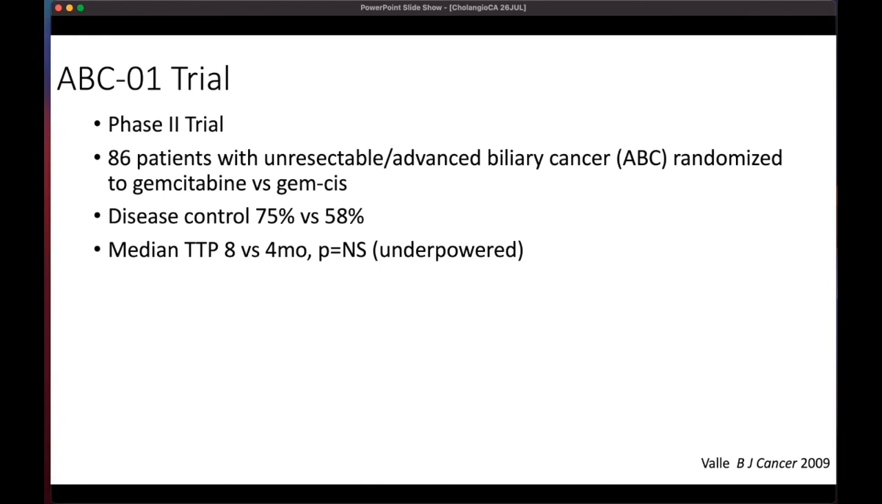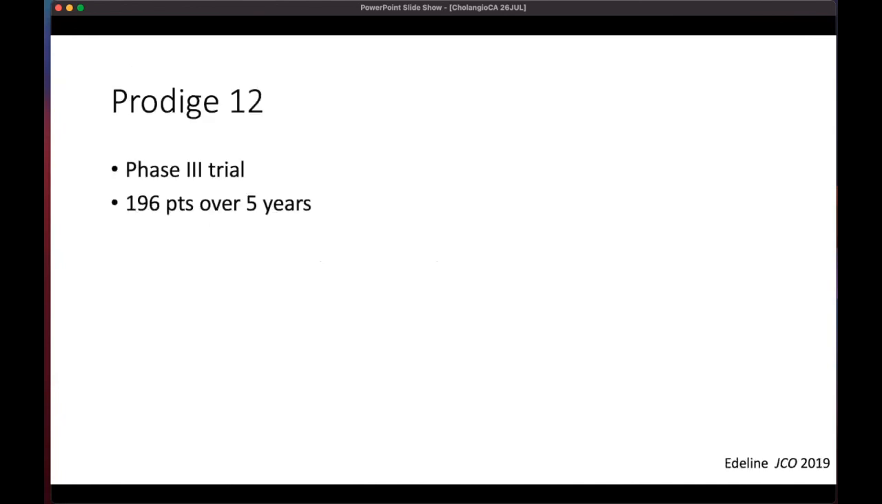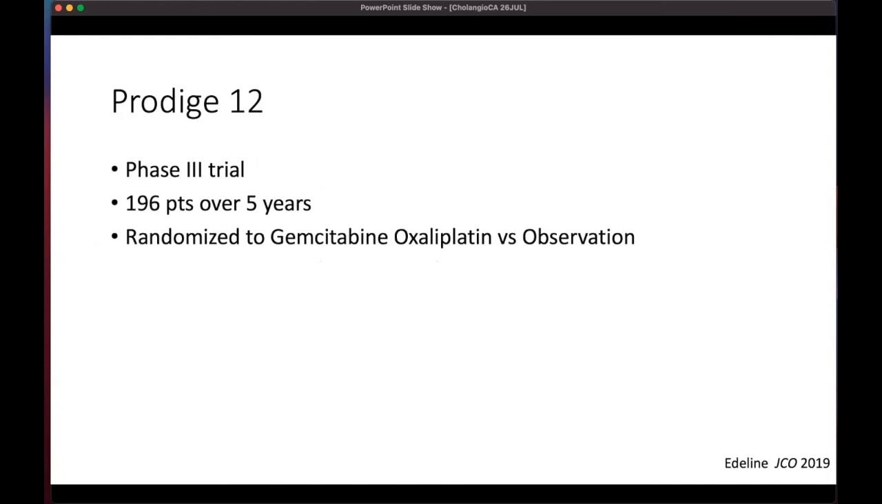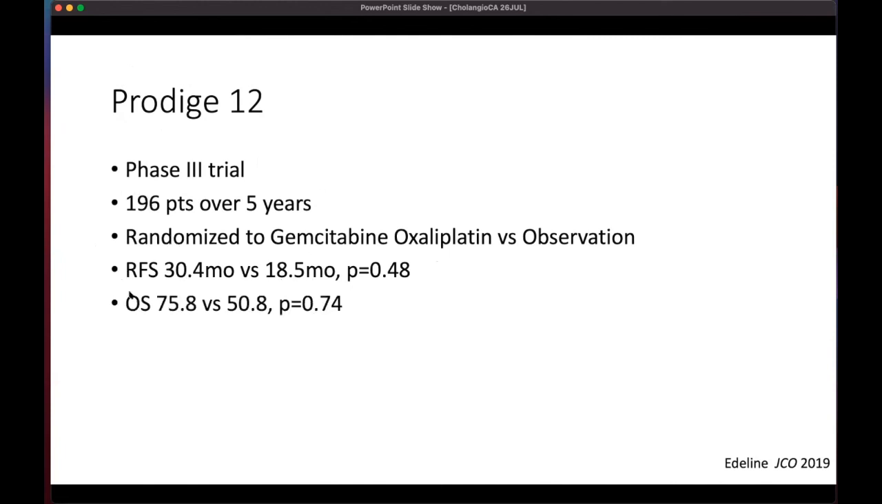It's not great. And then the PRODIGE 12 trial was a French trial, phase 3, about 200 patients over 5 years. And this was GEM-OX, so strong chemo versus just observation. The interesting thing about this trial, again, only 200 patients, the recurrence-free and the overall survival numbers look good, but the p-values were not significant. So it's probably underpowered to show a difference, or chemo just doesn't work that well for biliary tract cancers. That's, again, controversial, but this is a disappointing trial because it basically said chemo doesn't work for these tumors. But again, if you look at the numbers, it seems like there's definitely a signal there.